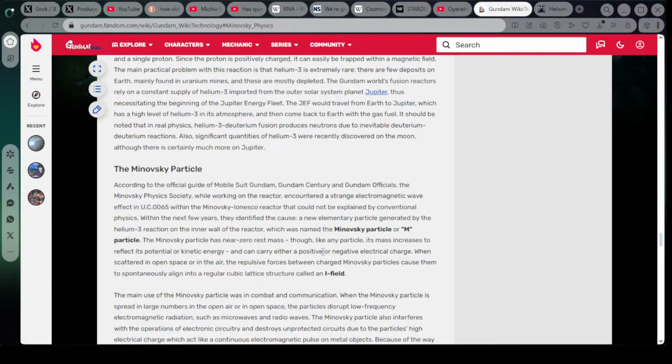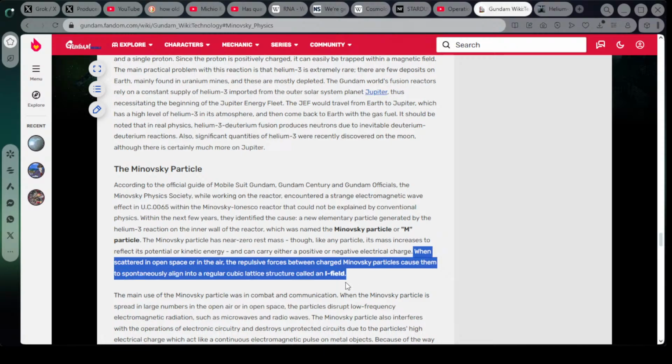When scattered in open space or in the air, the repulsive forces between charged Minovsky particles cause them to spontaneously align in a regular cubic lattice structure called an eye field.